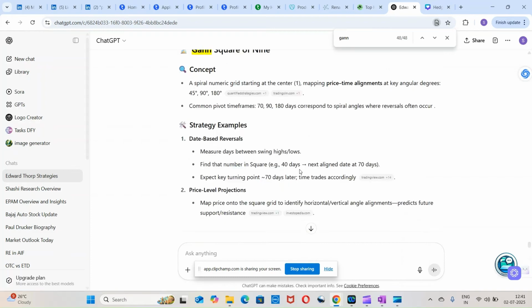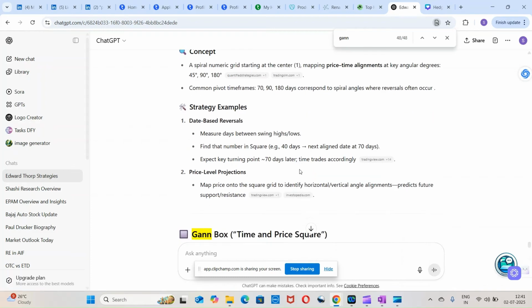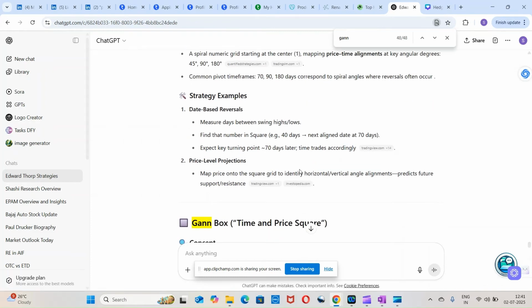The strategy on this Gann square of 9 is date-based reversal. Measure days between swing highs and lows, and find that number in the square. For example, 40 days, next aligned date at 70 days. Expect a key turning point 70 days later. Time trades accordingly. Price level projections you could also do. Map price onto the square grid to identify horizontal, vertical, and angle alignments. You can predict future support and resistance.